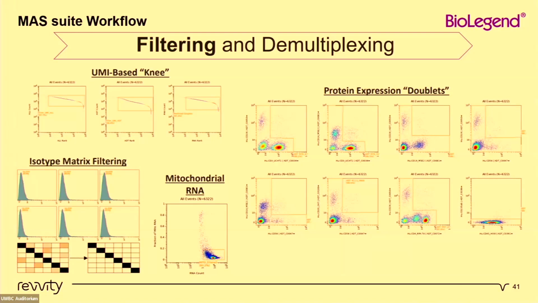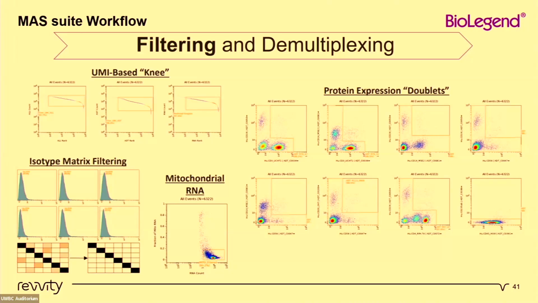So if we have cells that have more than 2 isotypes bound to them, usually we assume that those are dead. They shouldn't have so many non-specific antibodies binding to them. There are usually not that many in the data sets I've seen that get filtered out with the isotype filtering. We also have a mitochondrial RNA filter for our CITE-seq workflow, and that helps us filter out some of the dead cells that way. And then we do protein expression doublets.